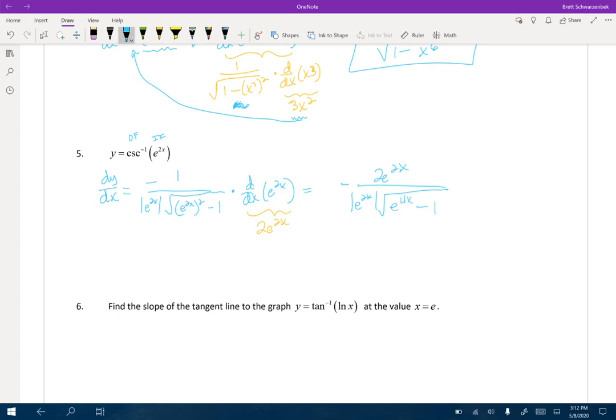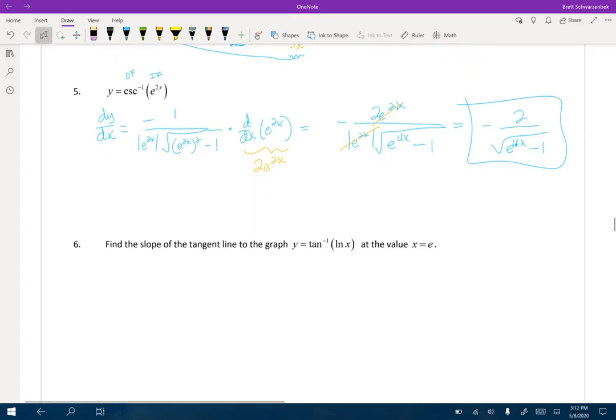Last thing, though, if you look at this quantity right now, we actually have something that can cancel out. This entire thing can go, goodbye, and we get negative 2 over just the square root of e to the 4x minus 1, which is our derivative.